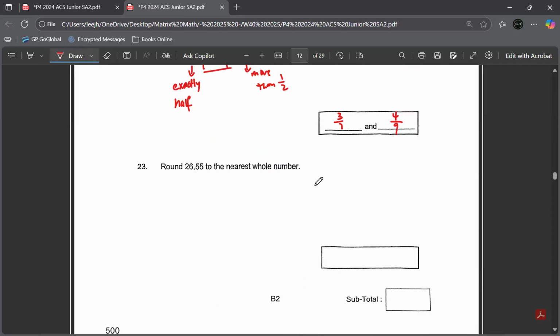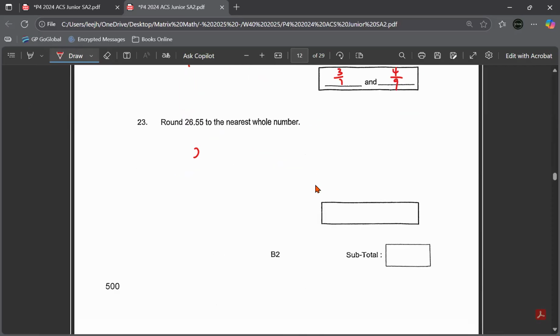Question 23. Round 26.55 to the nearest whole number. So look at this tenths place. It's actually 5, so you can round it up to 27. Not 26.